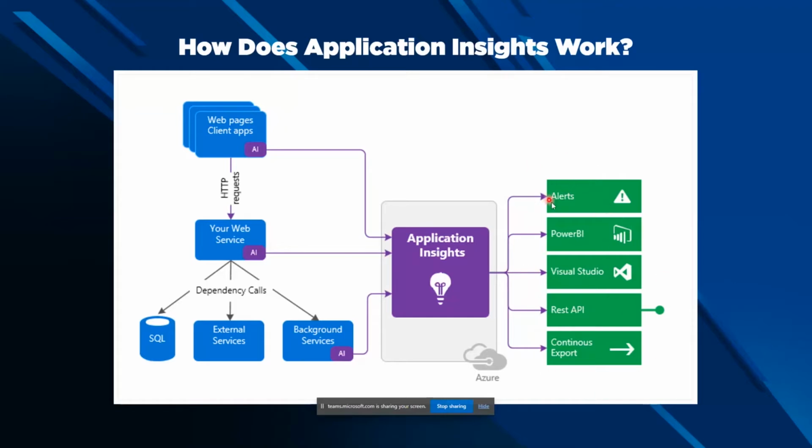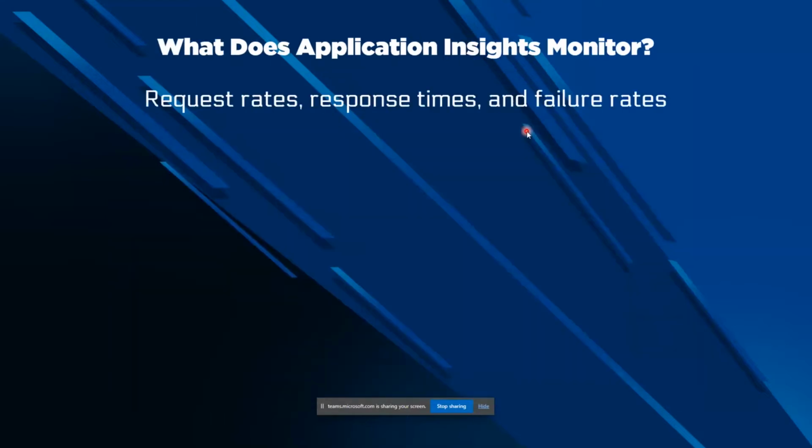So it can trigger alerts, which we'll take a quick look at. You can generate Power BI reports. There's Visual Studio integration, and now, through a plugin in beta, available in JetBrains Rider. And it exposes a REST API, and then you can actually, through continuous export, which has an extra fee to it, export the data that you are tracking throughout your application. So that's cool. It's a basic high level of what it does. Let's take a look at what it actually monitors.